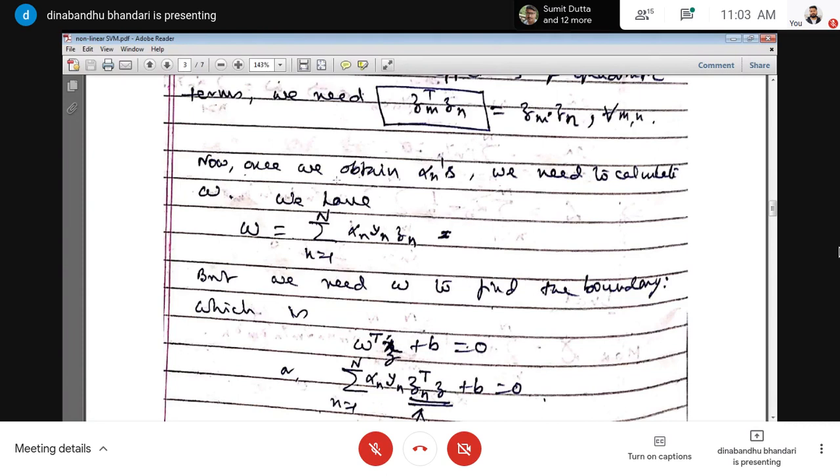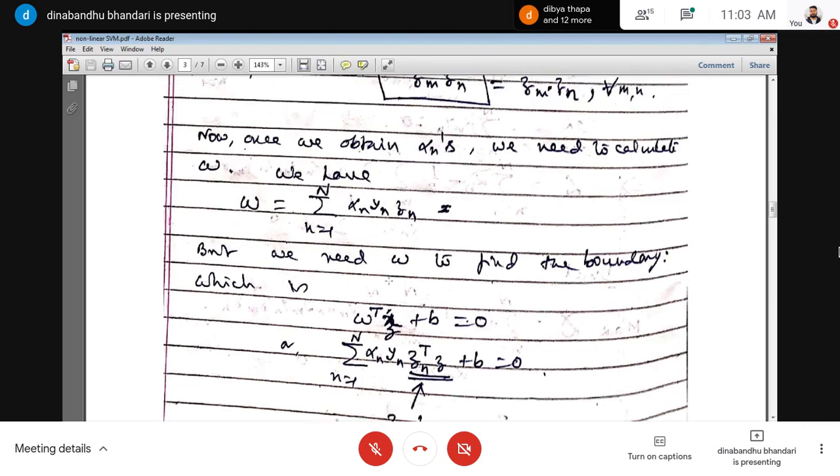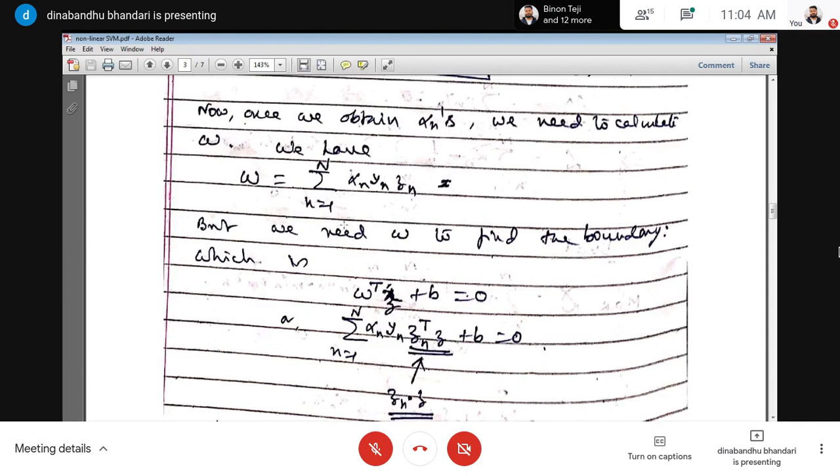Now, this is fine. This summation expression is there. But can we avoid finding the explicit value of W? Let's see. You have got a point Z, which is unknown, and you have to calculate the value of W transpose Z plus B. Now replace this W by this one. You see what it becomes.